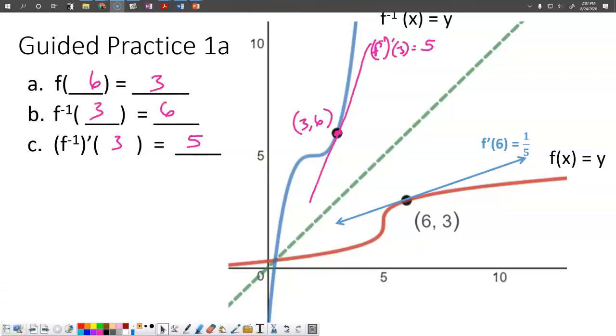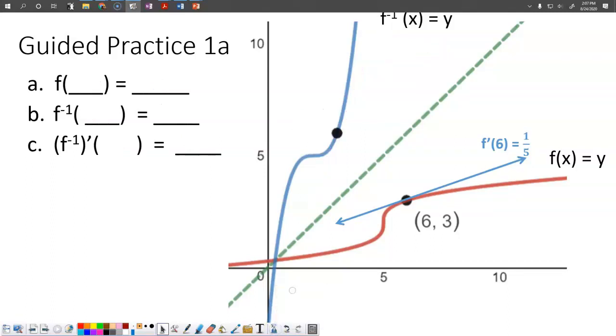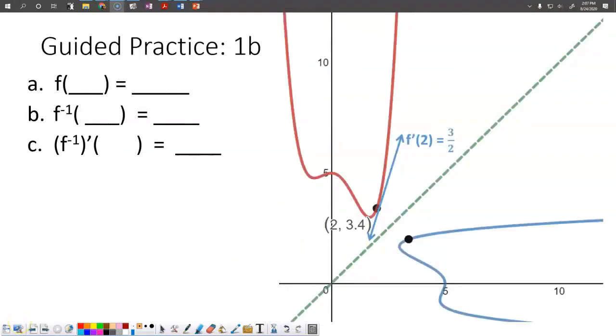All right, so f of 6 equals 3, therefore f inverse of 3 equals 6. And since f prime of 6 equals 1/5, f inverse prime of 3 will equal the reciprocal of 1/5, which is 5. All right, let's go ahead and try another one. Okay, so the red graph up there is the graph of f of x, and the blue graph down here is the graph of f inverse.